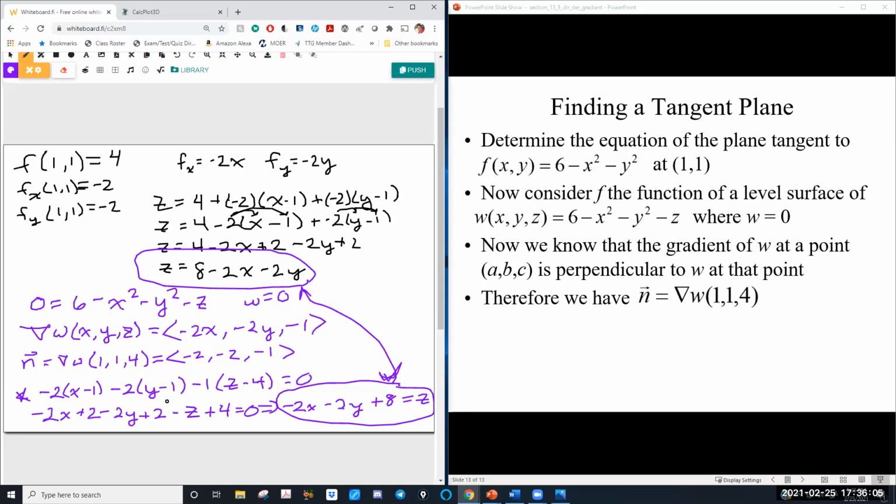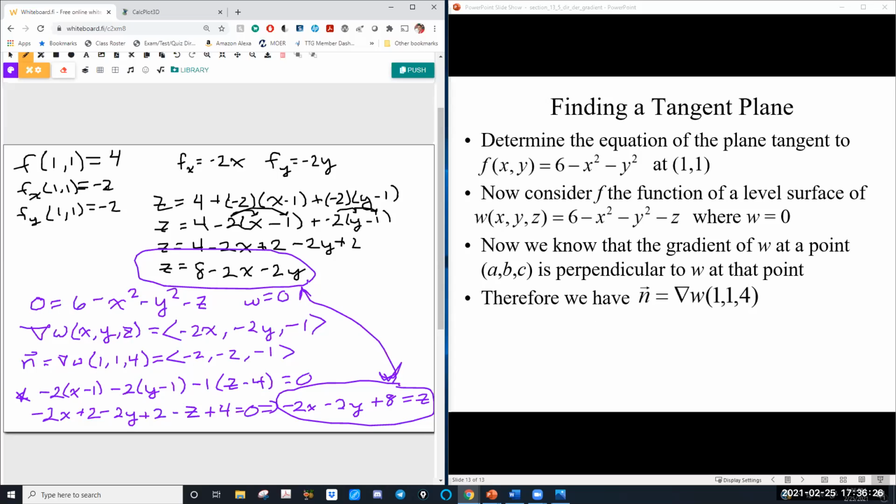And this will be brought up again way later this semester, this idea of turning a function of two variables into a level surface of three variables. But I just wanted to show you that one of the problems in the worksheet will ask you to do something like that. It's not hard, but I wanted you to be aware of what it's asking you to do.